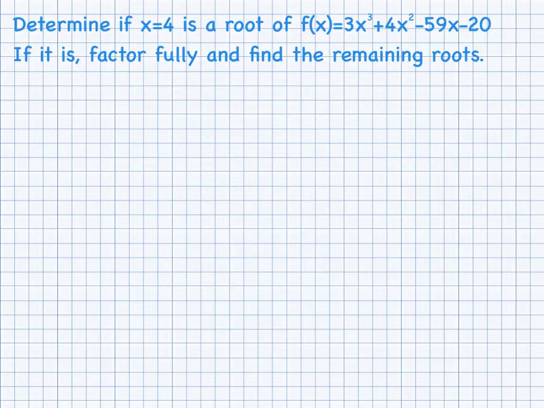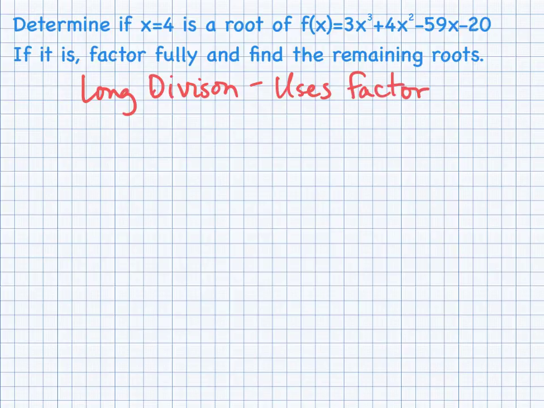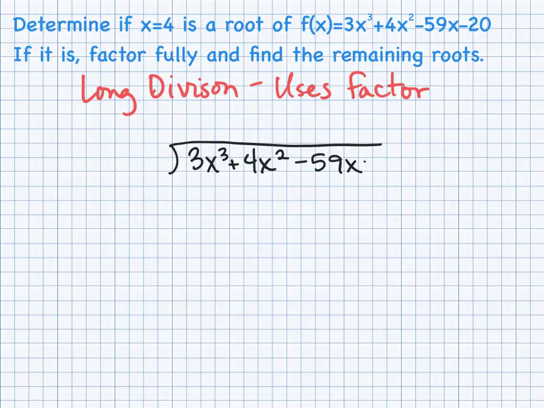Okay, next one is long division, which I don't mean to be writing in red, so I'm going to change that in a moment. This uses the factor as well, and mathematically it's the same process as the area model. So 3x to the third plus 4x squared minus 59x minus 20.